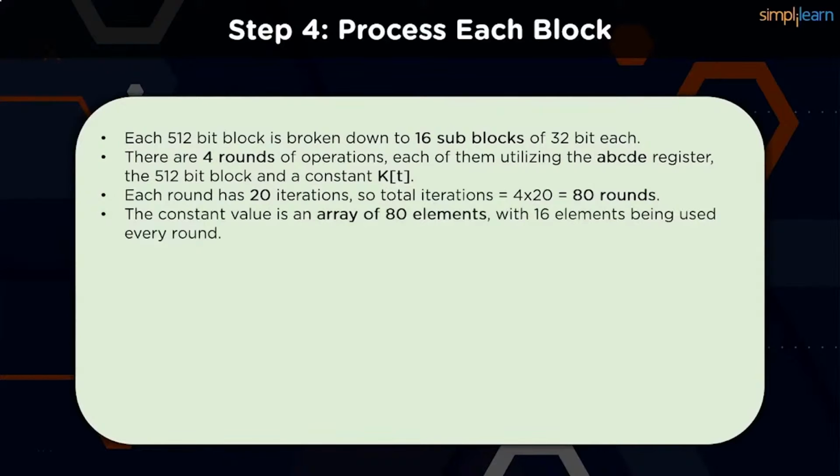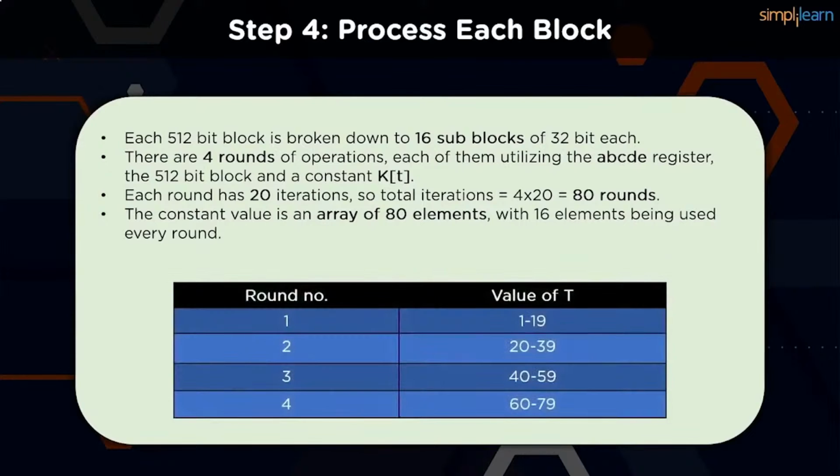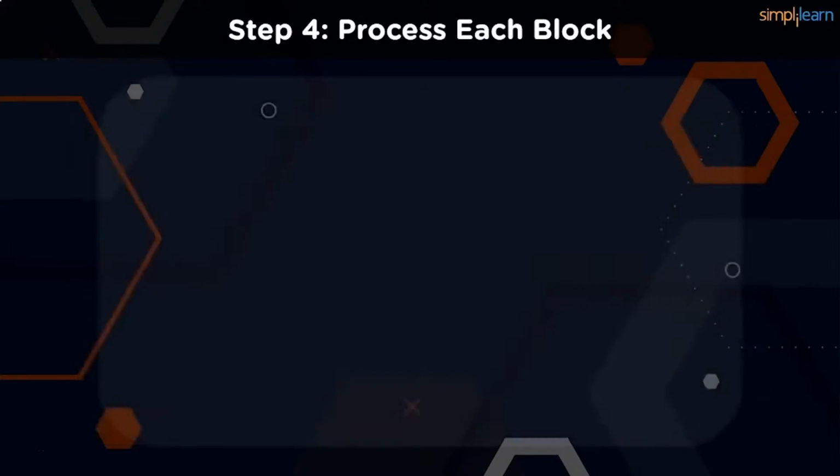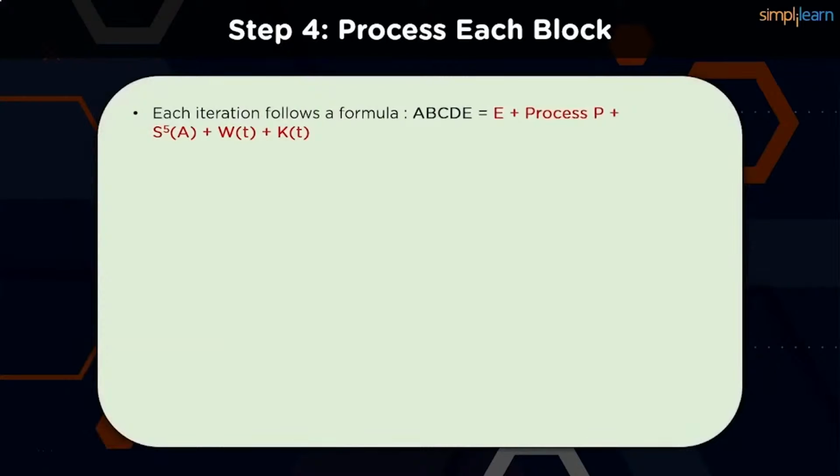The constant value of K is an array of 80 elements. Of those 80, 16 elements are being used each round, so that comes out to 80 rounds for each of those elements. The value of t differs by the number of rounds, as can be seen in the table below. A single formula is necessary to calculate the output of each round and iteration. The formula is: the ABCDE register is equal to E plus a non-linear process P along with a circular shift of A plus WT plus KT.